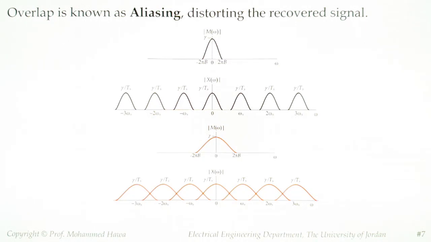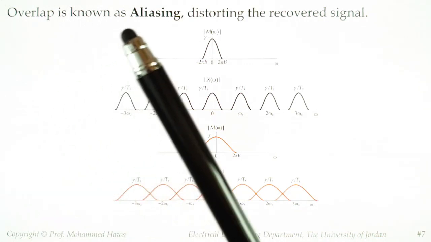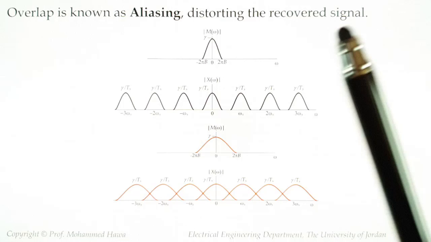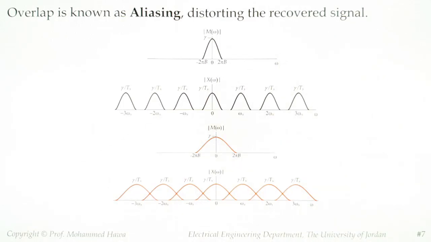This overlap in sampling is well known and it has a name. It's called aliasing. It results in distorting the recovered signal. You will not be able to recover your original signal from its samples.